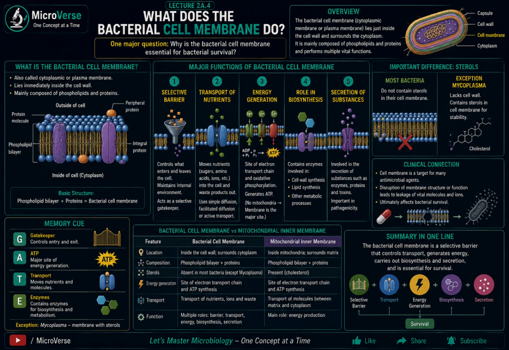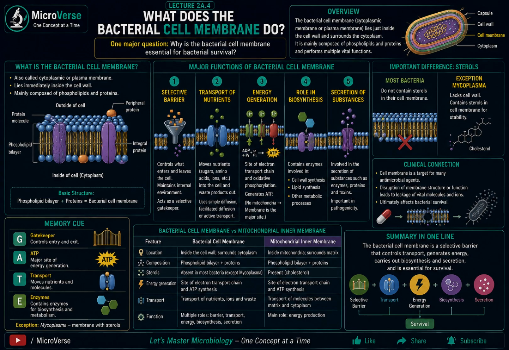Welcome back to MicroVerse. In the previous lecture, we studied the bacterial cell wall and learned how the cell envelopes of gram positive and gram negative bacteria differ. Now let's move one layer inwards. Immediately beneath the cell wall lies a thin but extremely important structure, the bacterial cell membrane. Although it may look simple in a diagram, this membrane performs several essential functions. So today's question is, what does the bacterial cell membrane do?